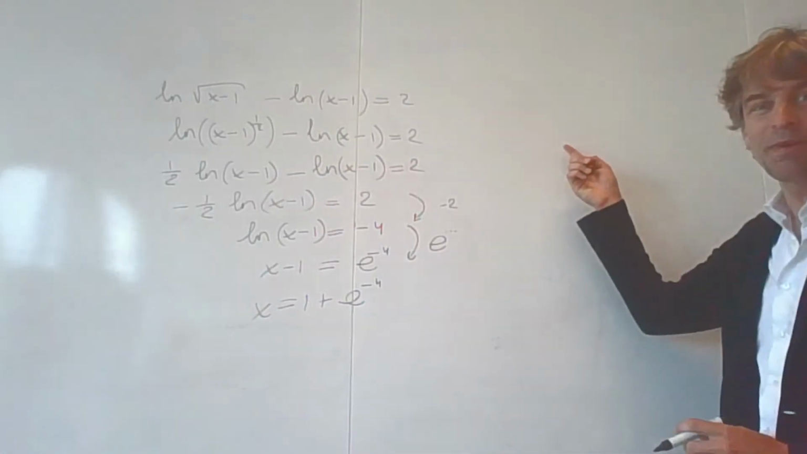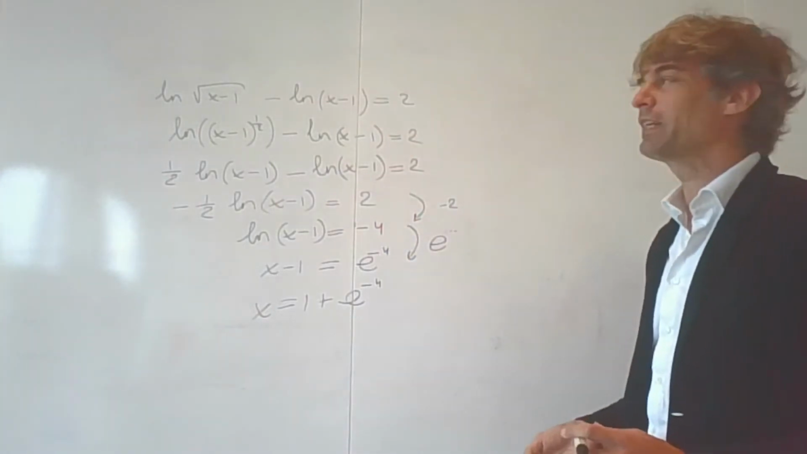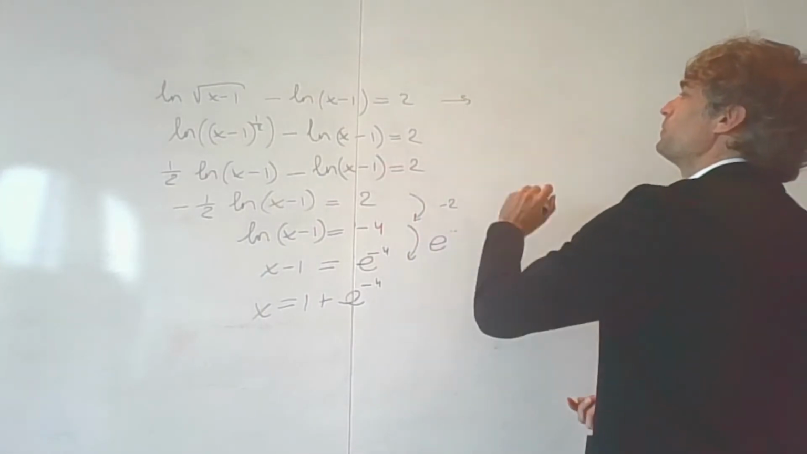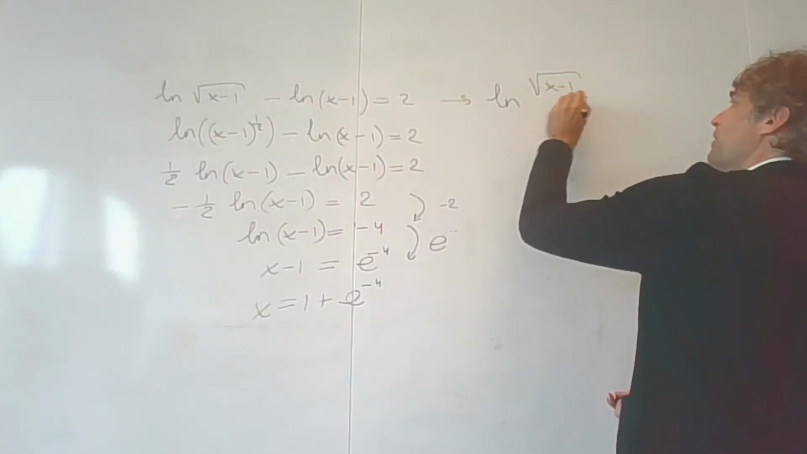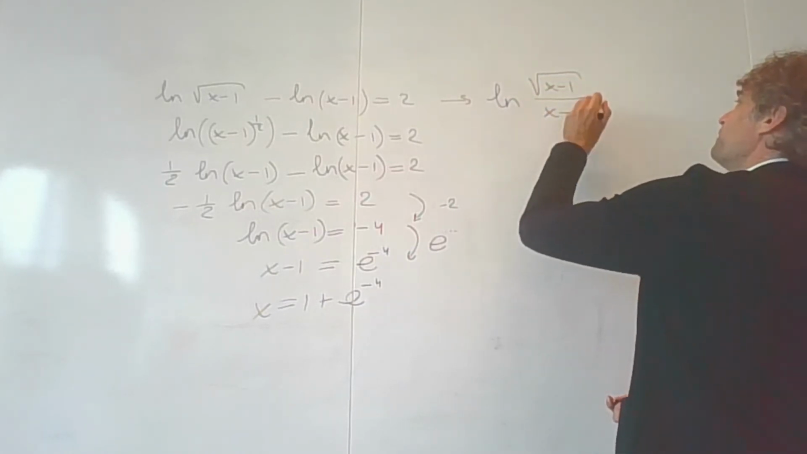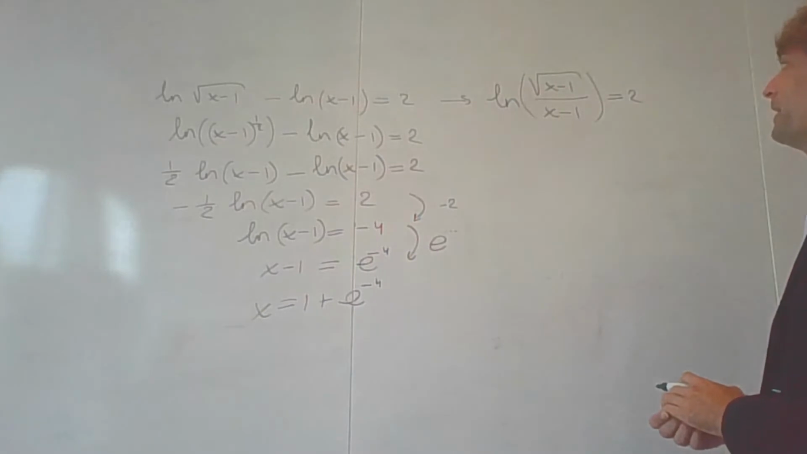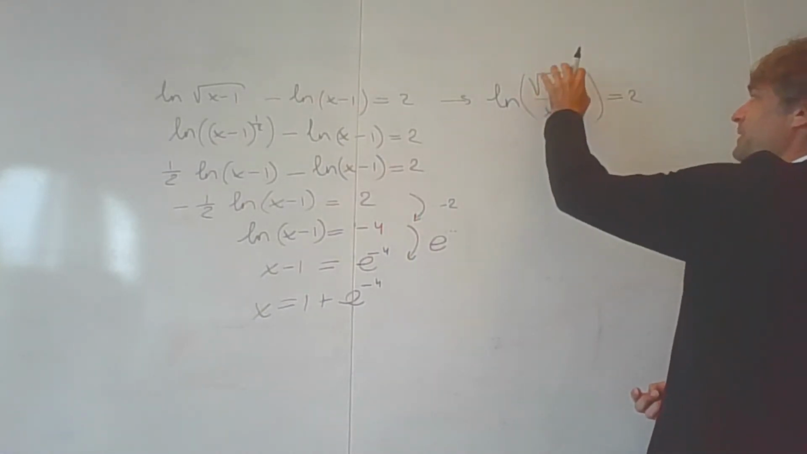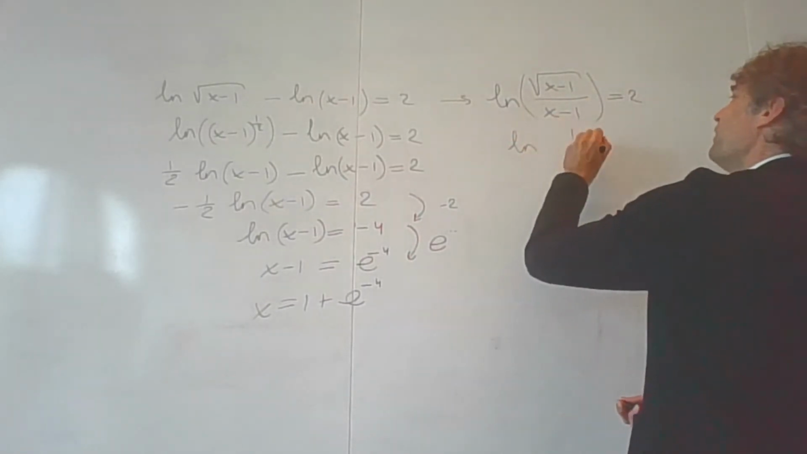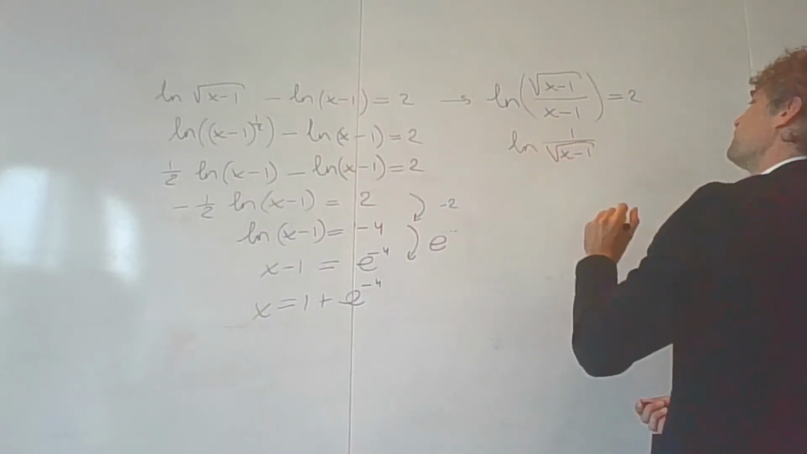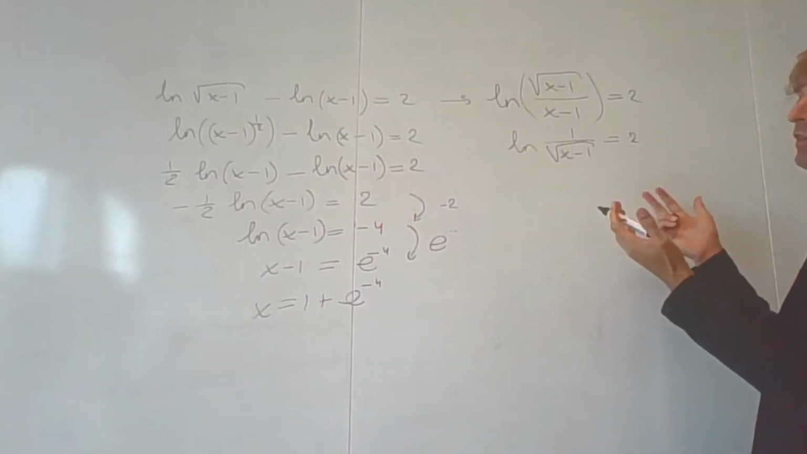And I've got a bit of space here maybe to show one other way that some of you may have done. Because, of course, if you see the minus, you might be triggered to do the division rule. So this is equal to ln of (square root of (x minus 1) divided by (x minus 1)) is 2. That's fine. And now we can even simplify this, because here squared, here the big to the power 1. So this is equal to ln of 1 over the square root of x minus 1 equals 2.